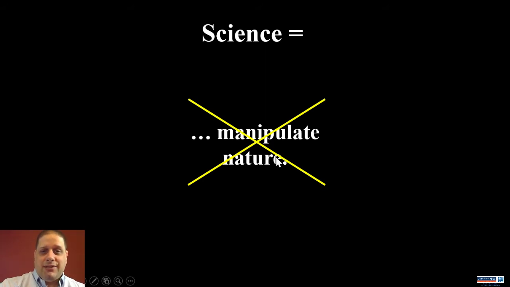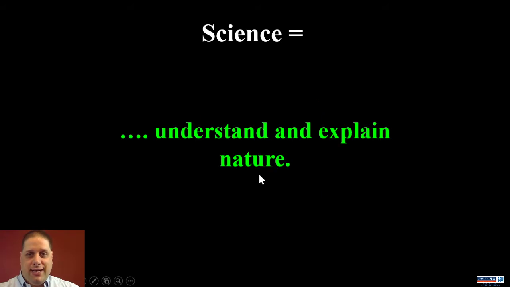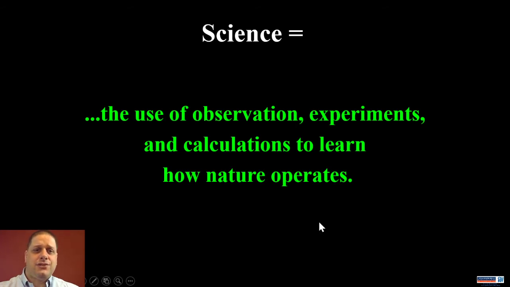But science is not seeking to manipulate nature. We might have to do things to natural objects in order to understand them, but the end result of science is not a manipulated version of nature. It's trying to understand nature. We want to understand and explain the world around us, the natural world. And scientists try to do that by the use of observations, experiments, and calculations to understand the world around us.